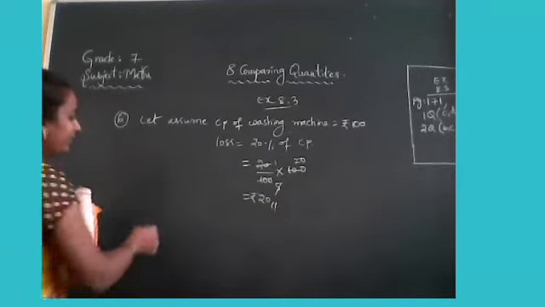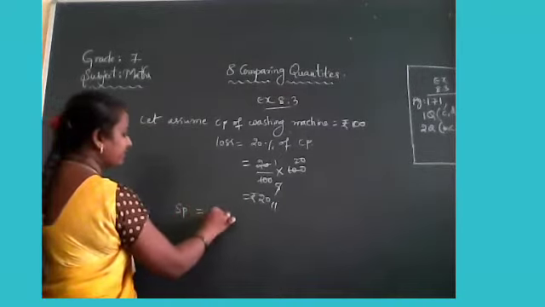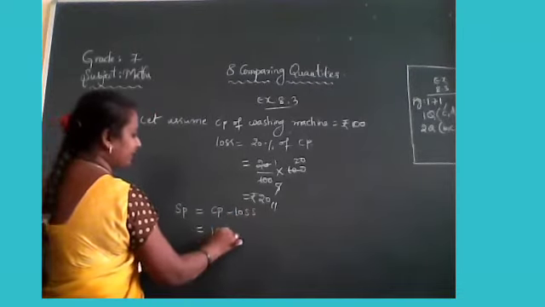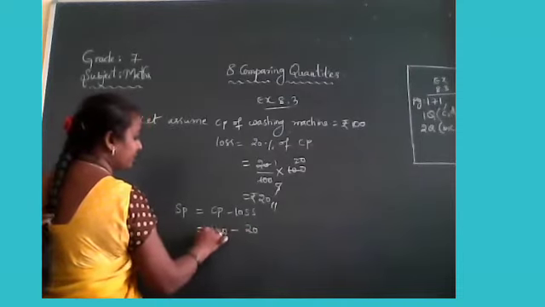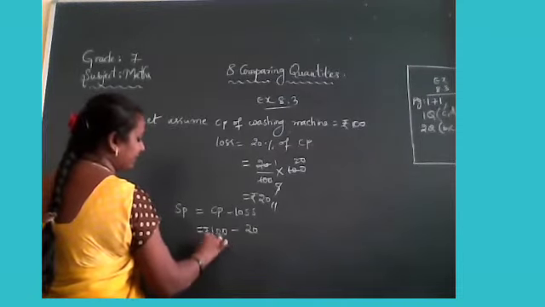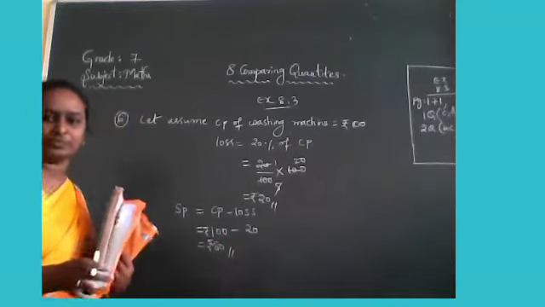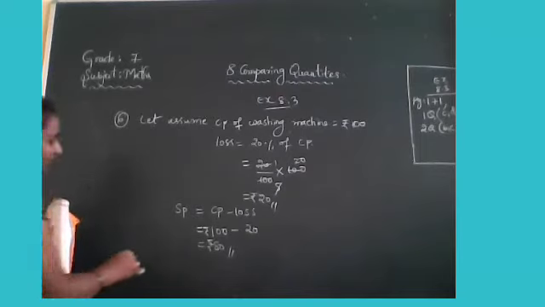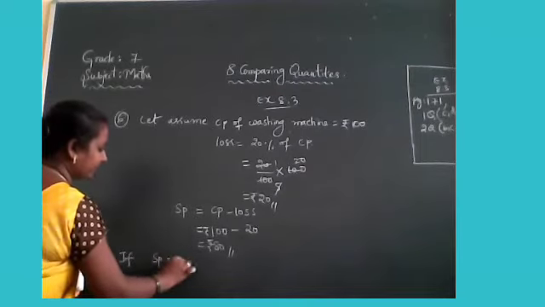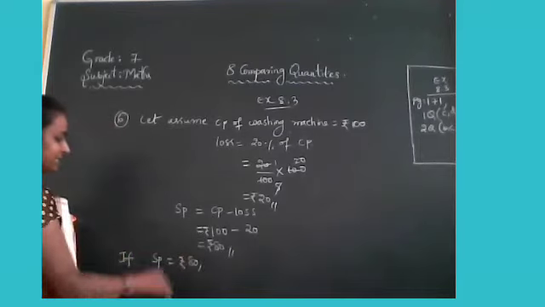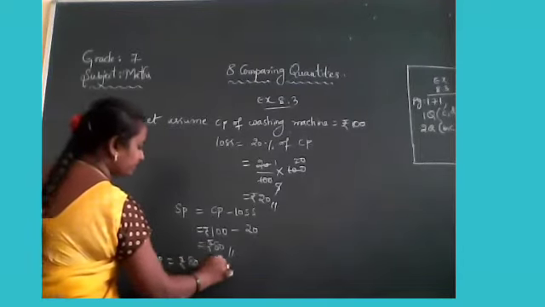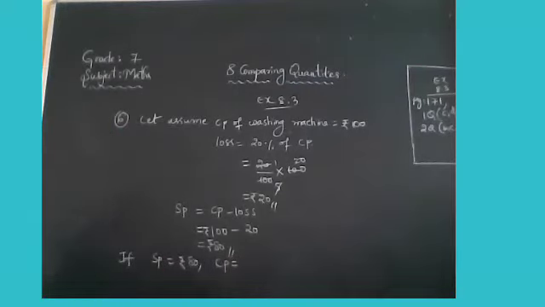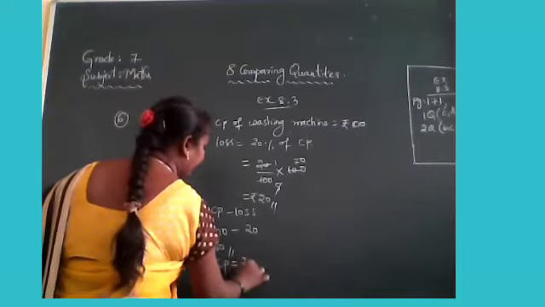Okay? Then what is the selling price? Selling price means cost price minus loss. The cost price is 100, the loss is 20 rupees, so 80 rupees. Selling price is 80. Just assume, okay? If the selling price is 80 rupees, then the cost price is 100 rupees.